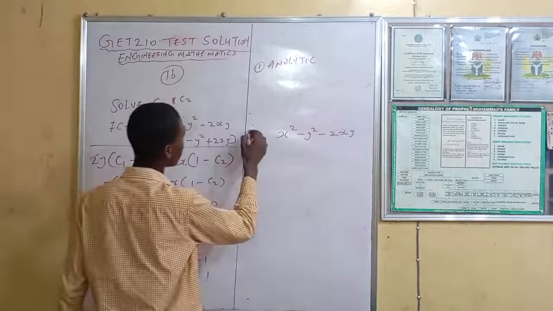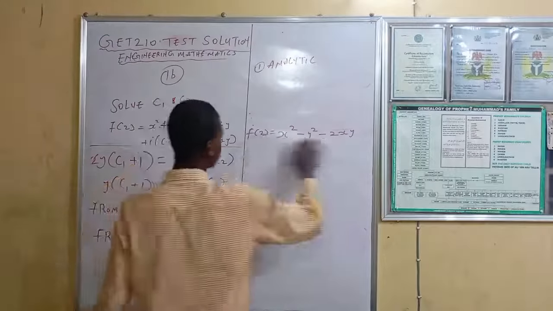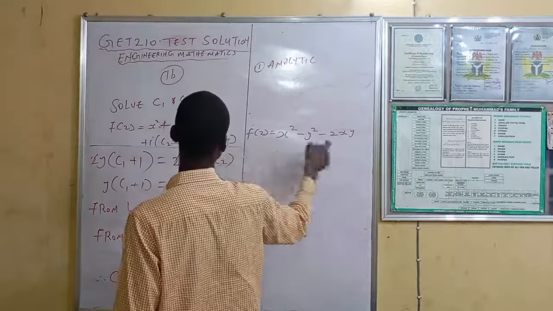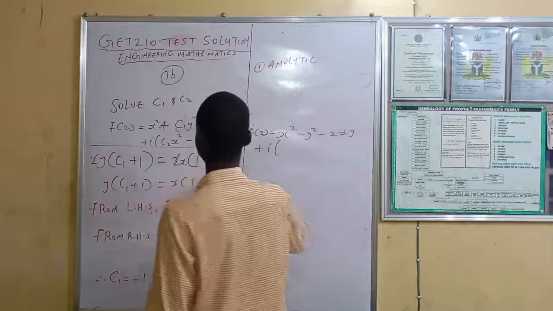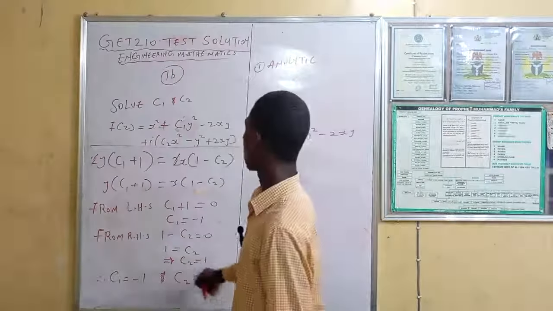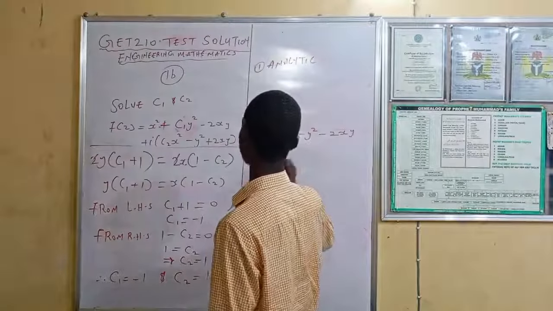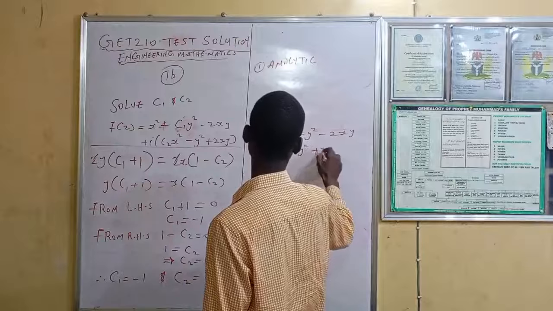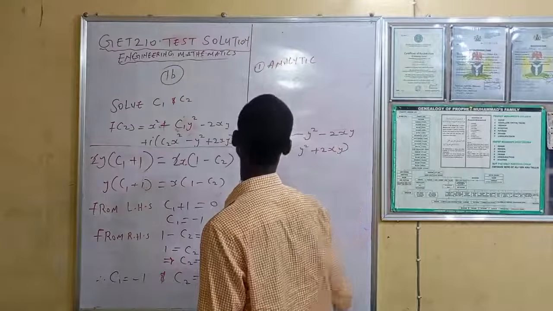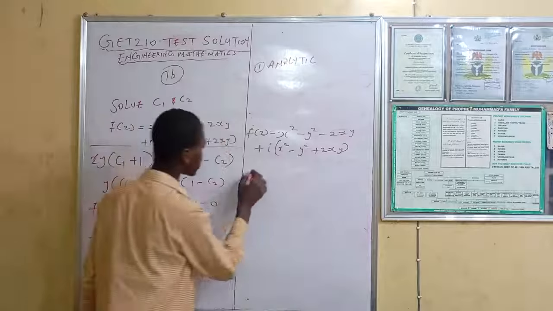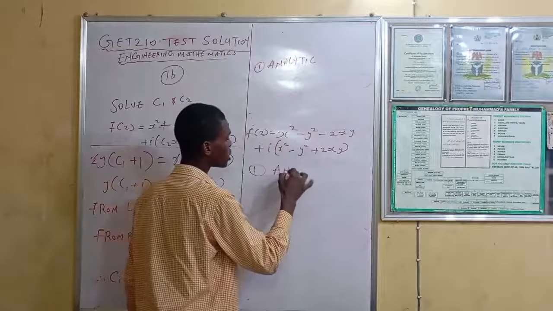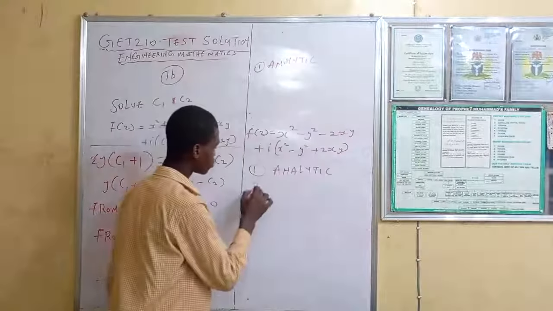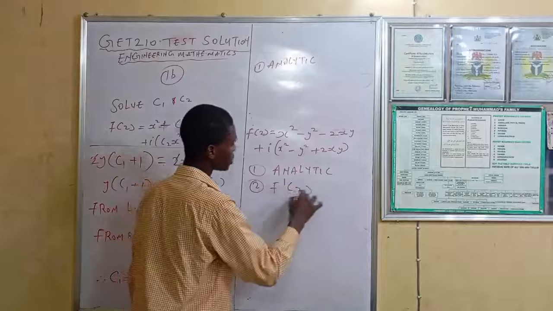So I'm saying that f of z is equal to this, and we know how we got this, plus i, open bracket. Similarly, c2 is what? 1. 1 times x squared is still x squared minus y squared plus 2xy. Now you can attempt question 1. Question 1 says check if the function is analytic. Question 2, the derivative of f of z.